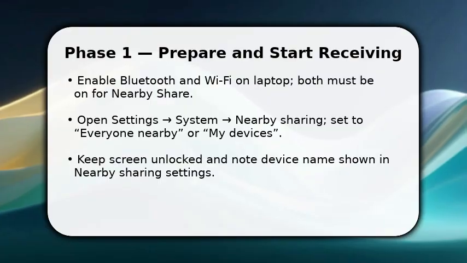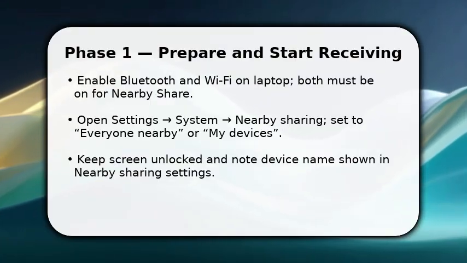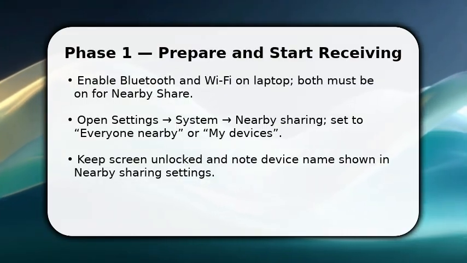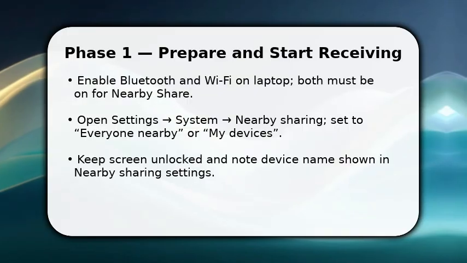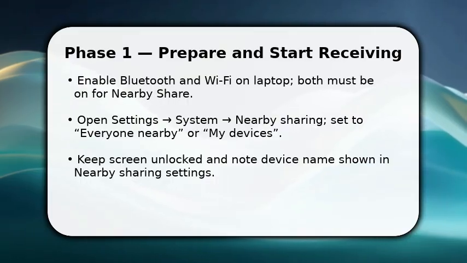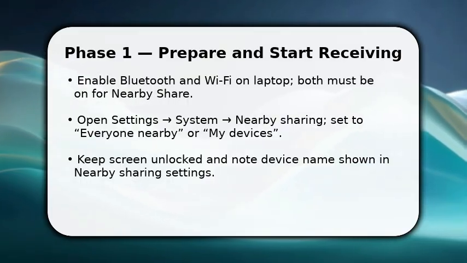Enjoy the video. You'll begin by turning on Bluetooth and Wi-Fi. These are required simultaneously. Next, open Settings, go to System, and tap Nearby Sharing. Choose Everyone Nearby or My Devices depending on how open you want transfers to be.